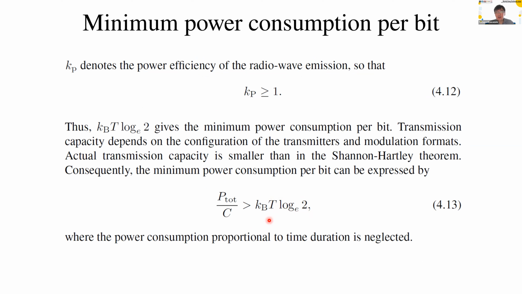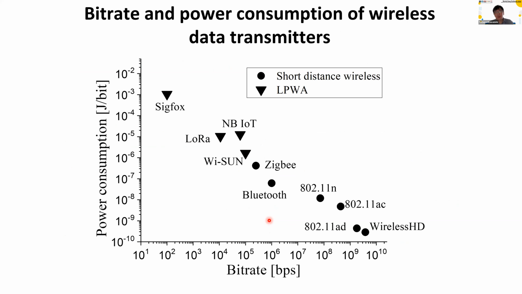If you're interested, you can refer to my book later. But if we can use such an equation, the power consumption per bit would be independent of the modulation scheme or something like that. It should be constant. But here is some of the data, the bit rate and the power consumption.